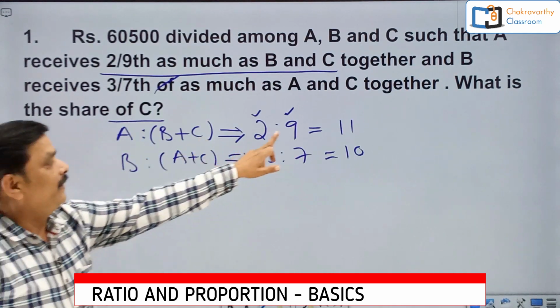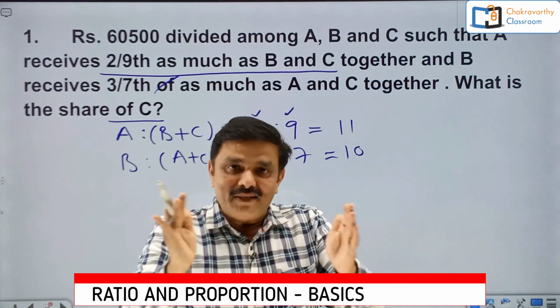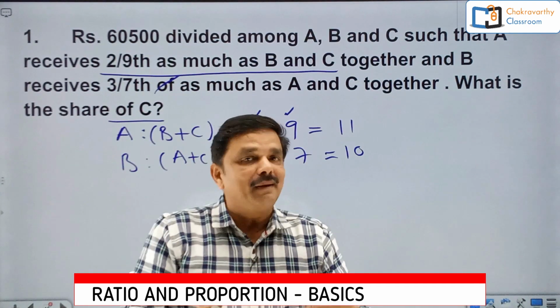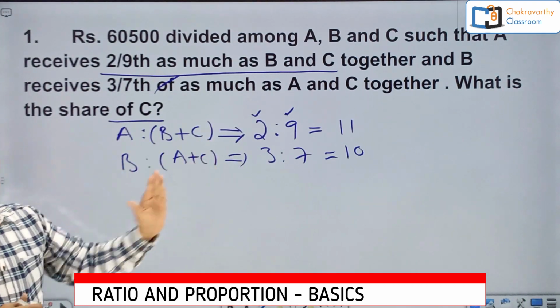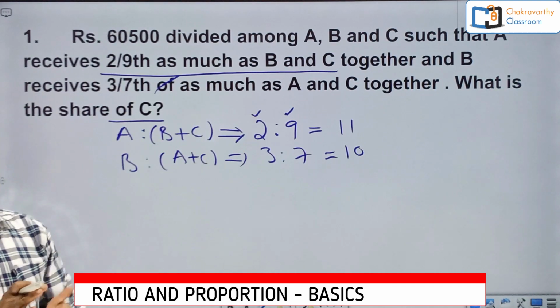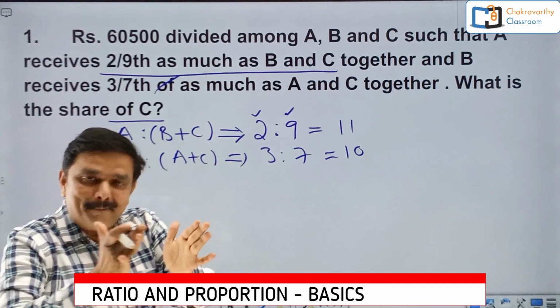Okay, now here it is 11, here it is 10. It shouldn't be that way. There is a disparity. Now what you need to do is balance that, because whenever you add A plus B plus C, whenever you add A's, B's and C's share, in both the cases that should be the same. For that reason you need to balance it.